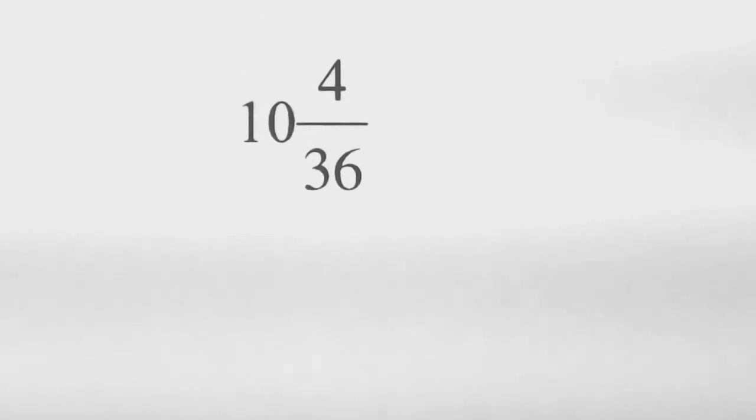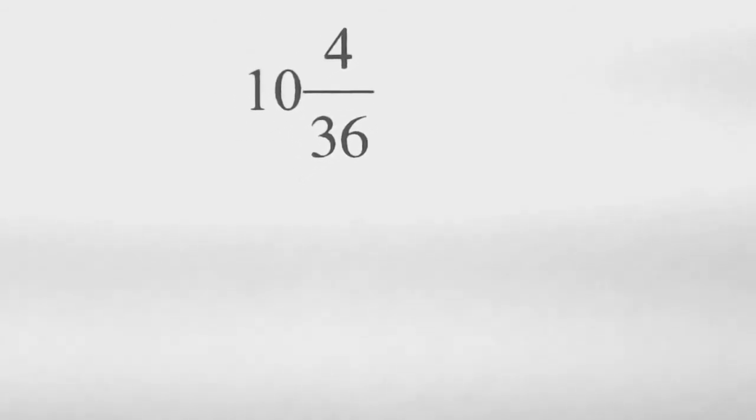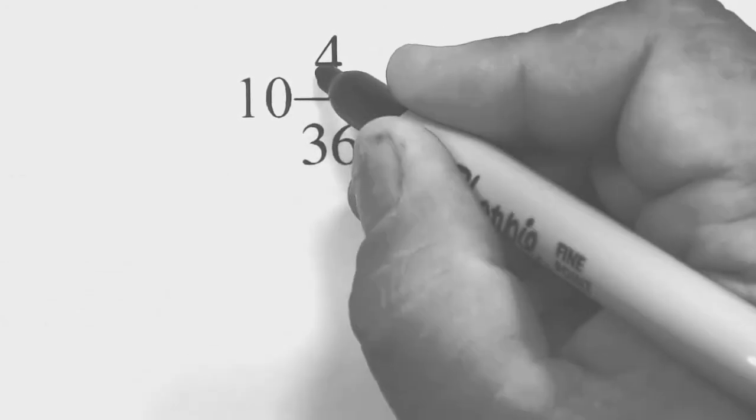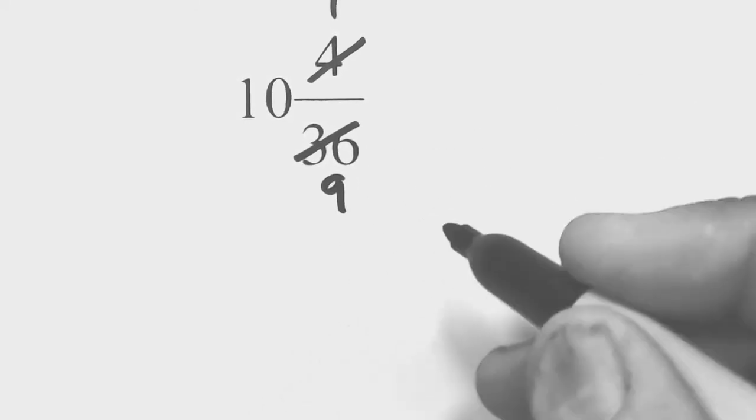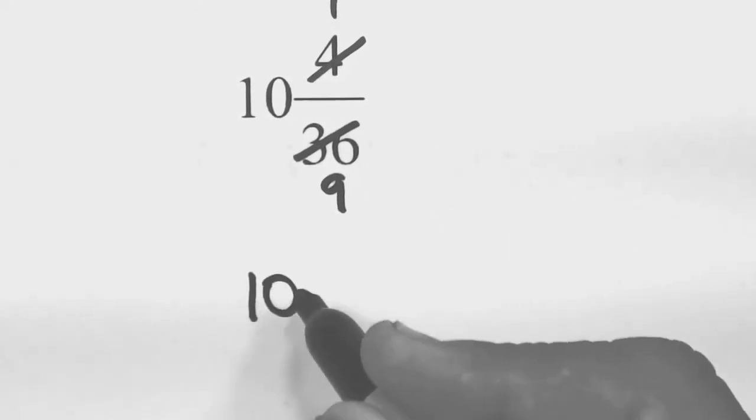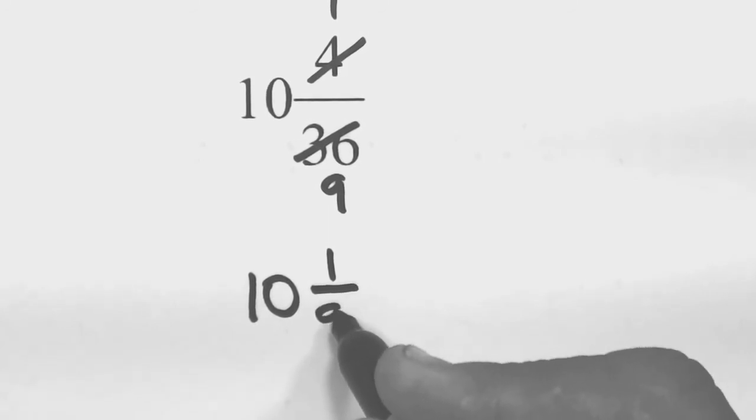Okay, once again, we can clean things up a little bit. It's not uncommon that you can do this. Of course, you can't do it all the time, but many times you can. 4 goes once into 4. It goes 9 times into 36. So this is the same as 10 1/9.